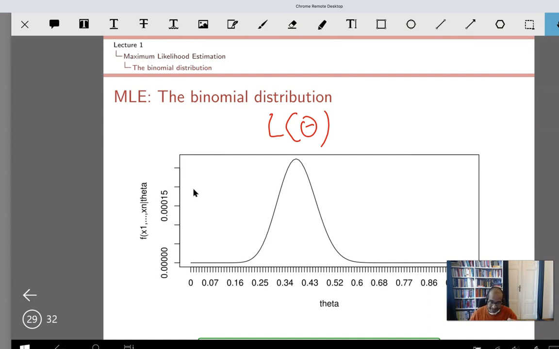And what's interesting here is that there is one particular value on the x-axis of theta that gives us the maximum value on this curve. This is the maximum point on this curve, right? And this is the value that corresponds to that point. This value that gives us the maximum point on the curve is called the maximum likelihood estimate. That's why it's called the maximum likelihood estimate.